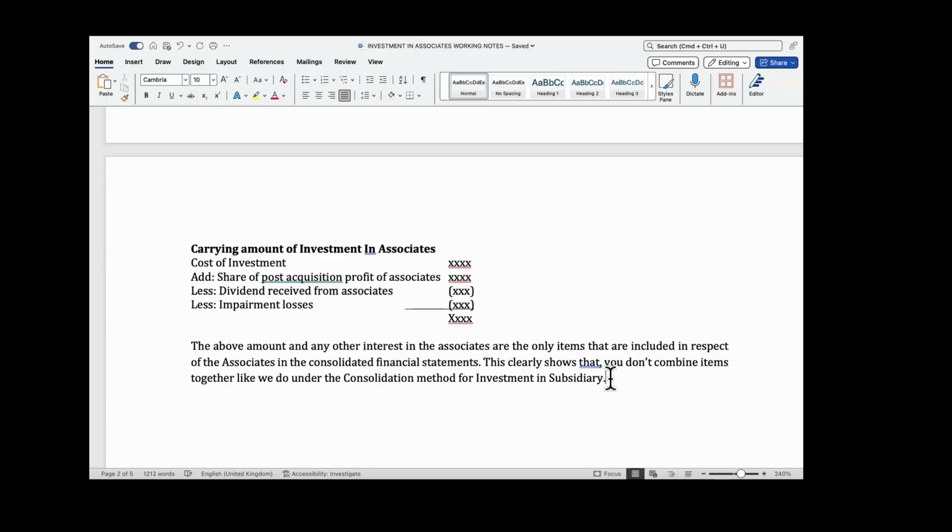Here you only include your investments in associates in the consolidated financial statement. I repeat again, in the consolidated financial statement you only include this item there. And if there are any other interest you have in the associates, you also include it. It's quite straightforward.